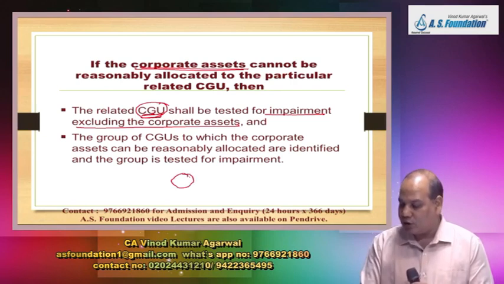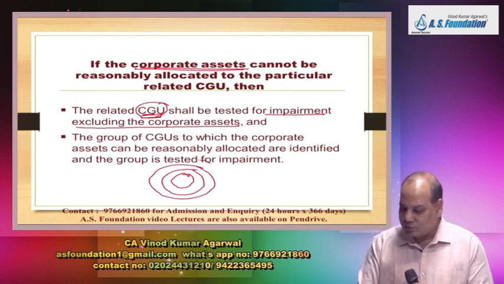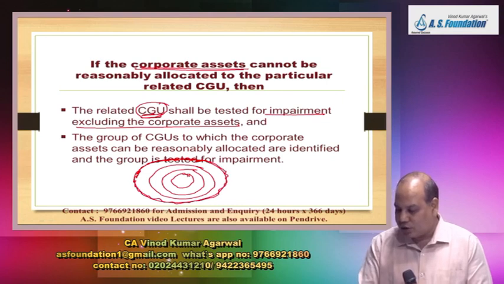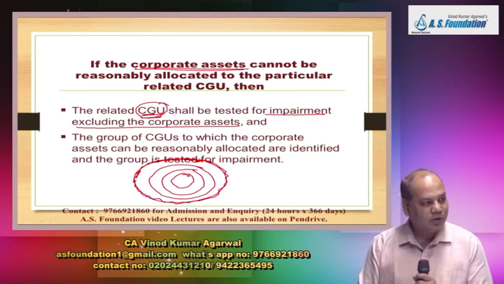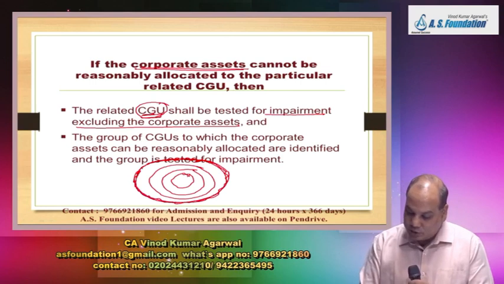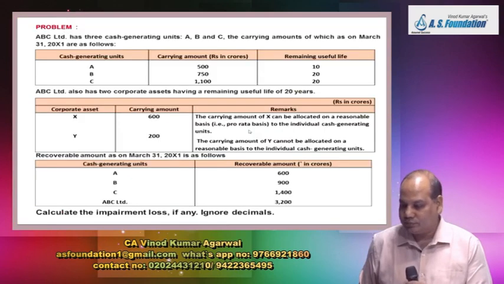So if you can't allocate it to this CGU, go to a higher level, go to a higher level, go to a higher level, till you come to a layer to which the corporate asset can be reasonably allocated, and then this will be tested for impairment.